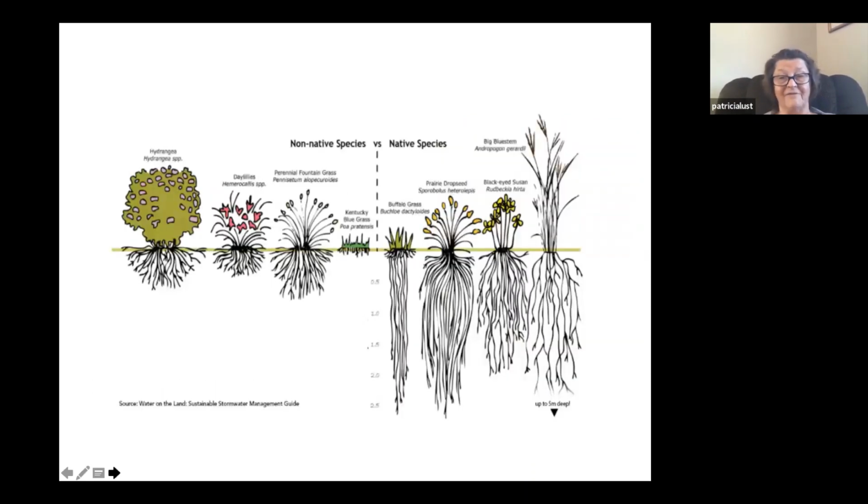Oh, here's my root graphic. You see that the ones on the right are all native plants, and yes, this is a drawing, but it's drawn by a professional. This is some water sustainable system graphic. But look in the center there, that little green spot in the center, how deep the roots of your lawn are going to go. Yeah, that kind of gives you a good idea why lawns have runoff.